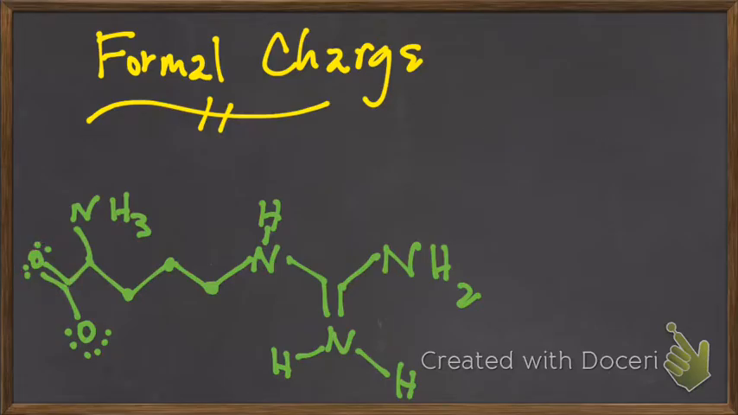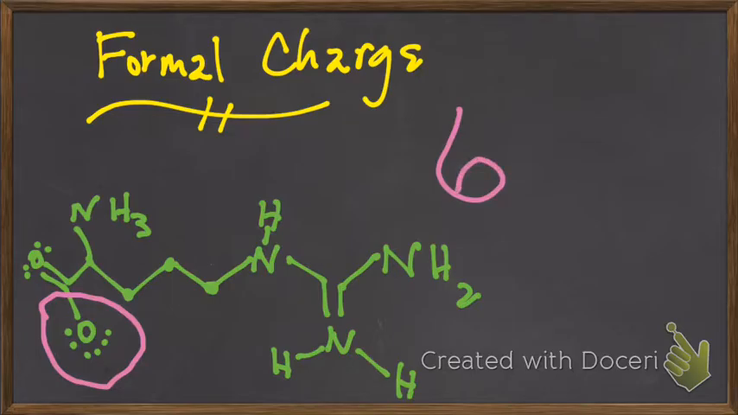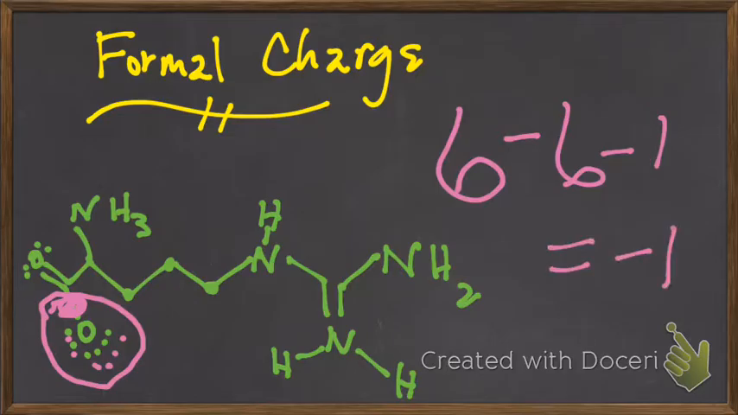Now, let's go back and look at the second oxygen. Once again, this oxygen came in with 6 valence electrons, normally. However, it now has 1, 2, 3, 4, 5, 6 lone pair electrons, and it has an electron for making a bond there. So therefore, this oxygen has a charge of -1.